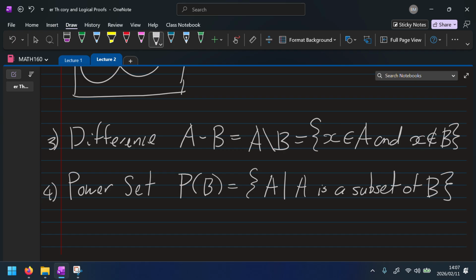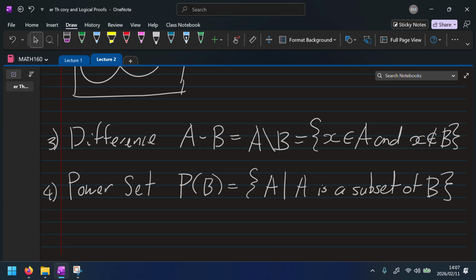Okay. So it is a set of sets. Yep. So we have the set P of B, which we call the power set. It contains all of the sets A. So it's a set of sets now. The condition to be in this power set is that A must be a subset of B. In other words, it's the set of all subsets. I told you it gets complicated quickly.